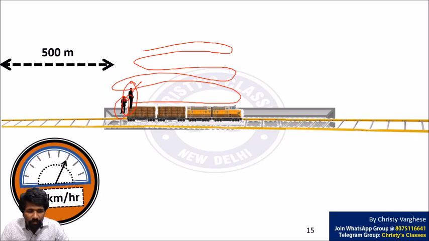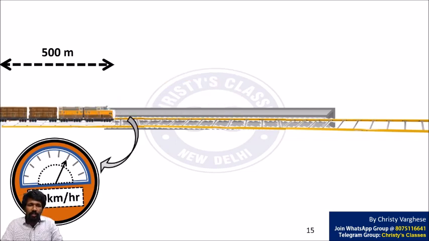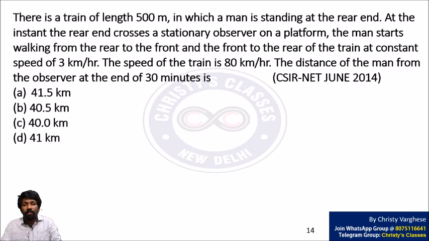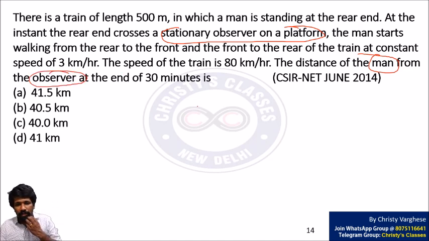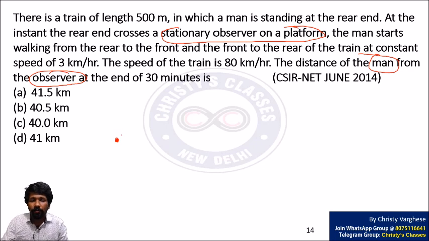So after 30 minutes, how much distance is the person away from the observer? That is the question. Not the train away from the observer, the person. There is a stationary observer on the platform. This man inside the train, how much he is away from the observer is the question. If this is the position of the observer, the platform does not matter at all, let me tell you that. Only the observer on the platform matters.